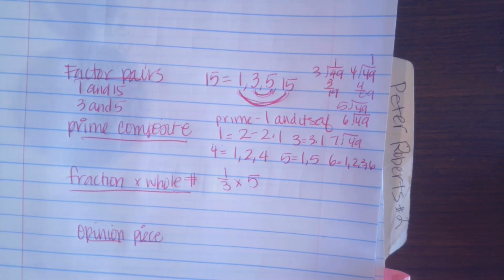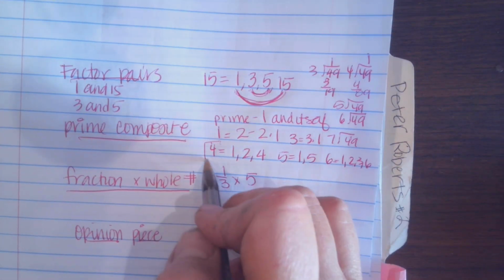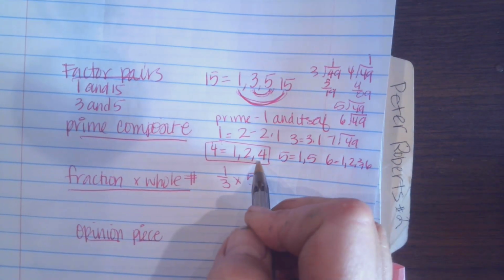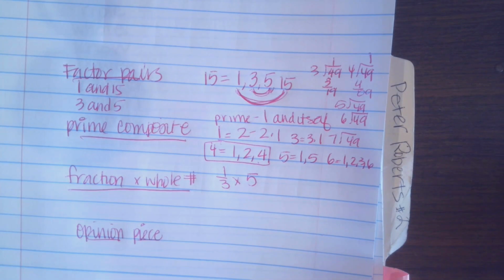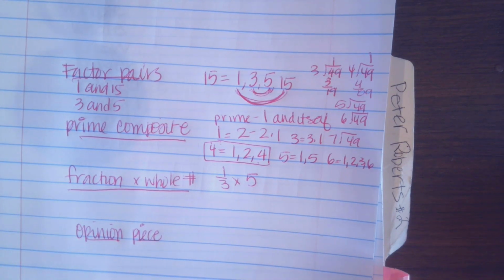And if it has only 1 and itself, then it is a prime number. If it doesn't, like 4 has 1, 2, and 4, it is a composite number. Does that make sense? Yes. So you have to follow that process through every single number. So if they give you 45, you have to find all the factors and then go, oh, it doesn't just have 1 and itself.